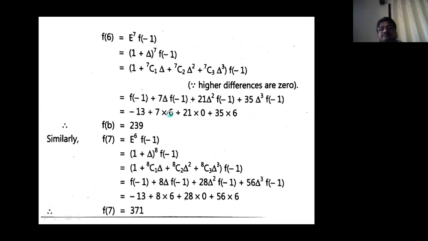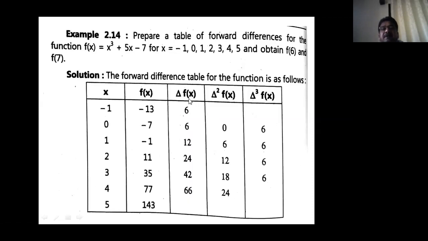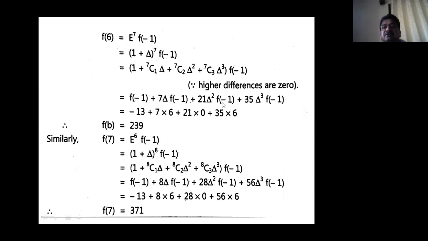Observe the table. Delta of f of minus 1 is 6, delta square f of minus 1 is 0 and delta cube f of minus 1 is 6. So these values are from the table. This is the forward difference table, so these values are important: minus 13, 6, 0 and 6. If the table is a backward difference table, then the bottom values are important. So the value of delta f of minus 1 is 6, delta square f of minus 1 is 0 and delta cube f of minus 1 is 6. So these values are from the table, and the addition, multiplication and subtraction of these numbers gives 239.